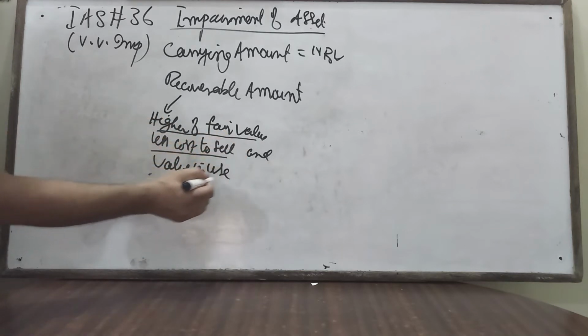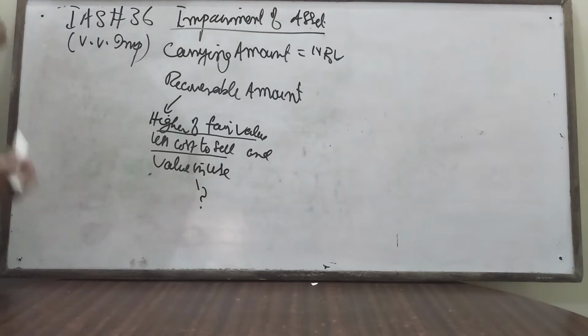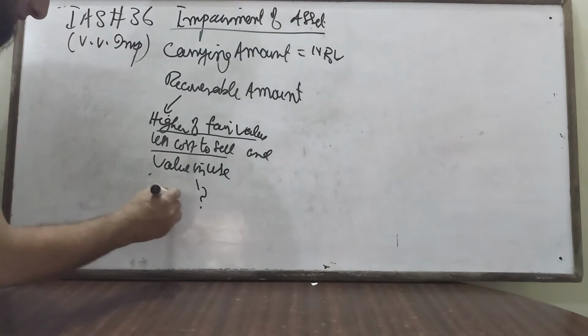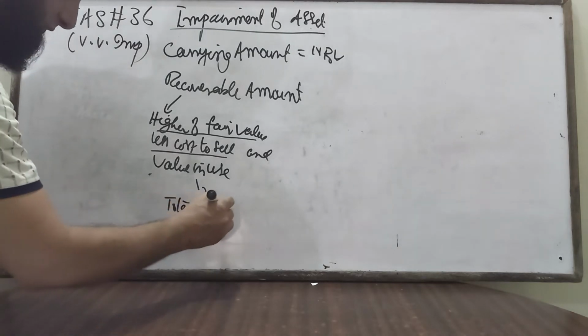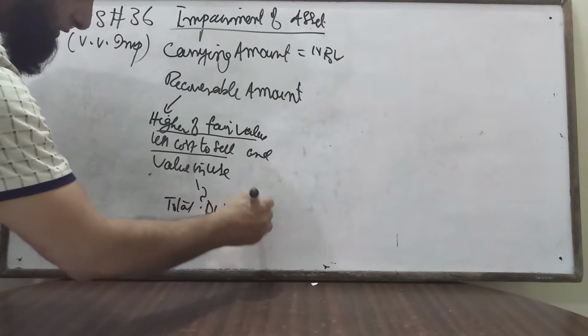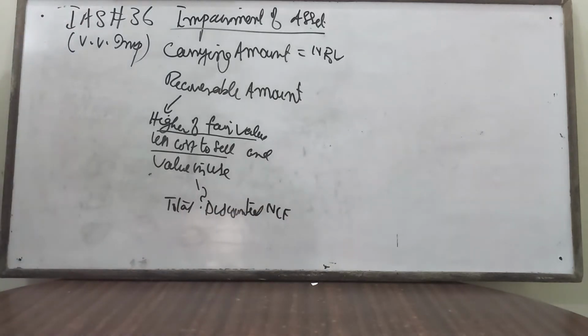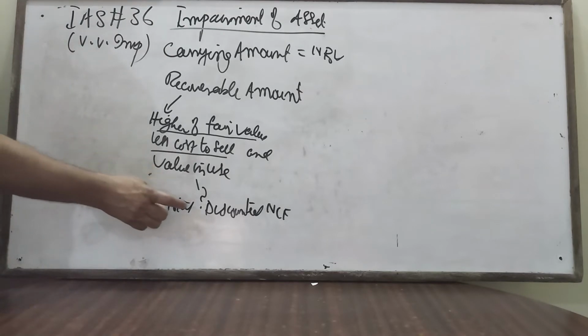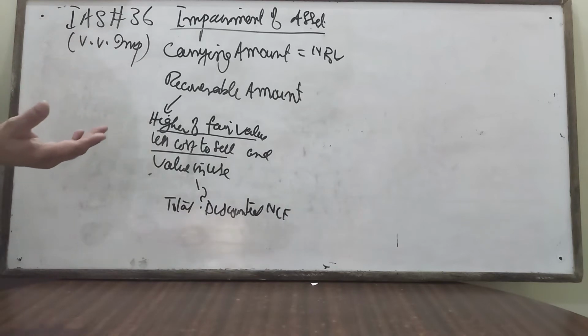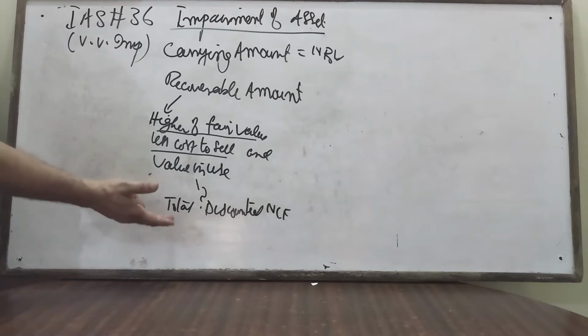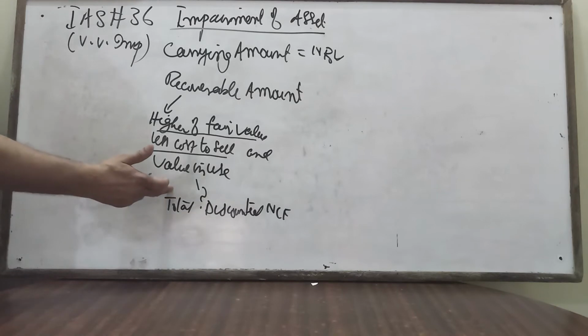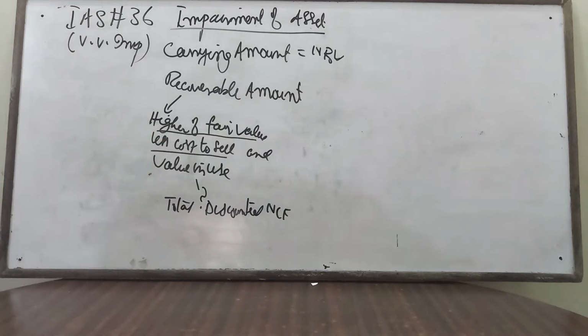And what is the value in use? Value in use means the total discounted net cash flows. When you use the asset for some period of time, what will be the discounted cash flows? To calculate this, the examiner will provide you discounting factors. It is the same thing we did in the investment appraisal chapter.